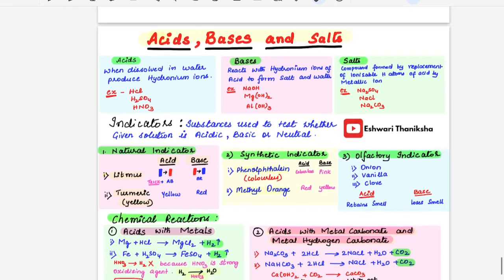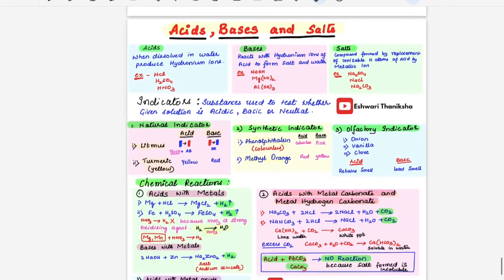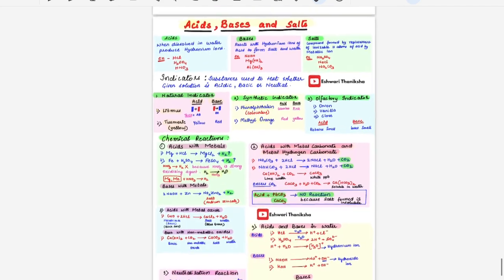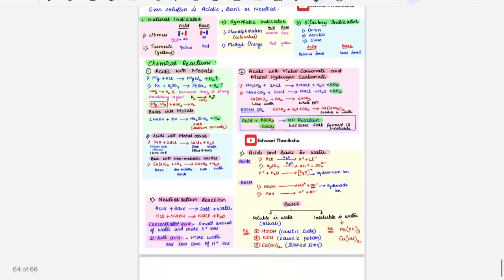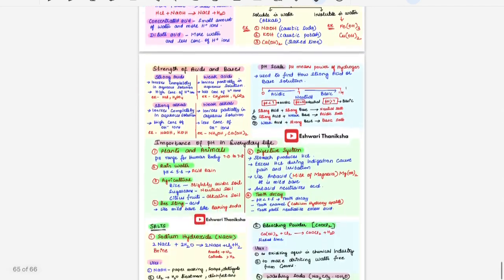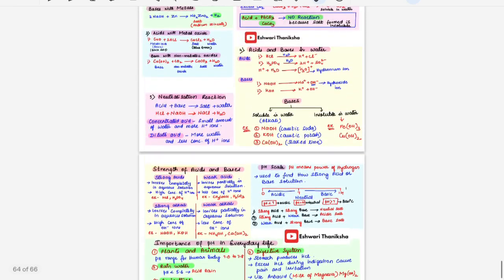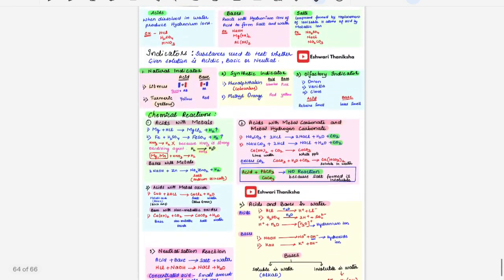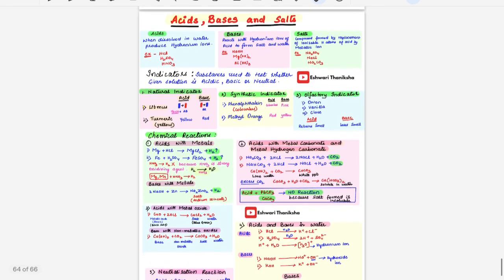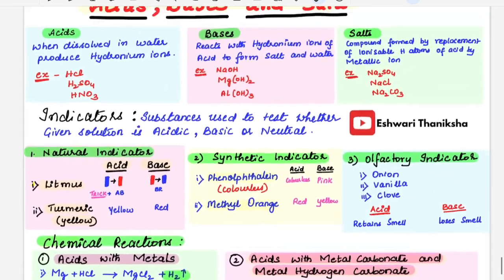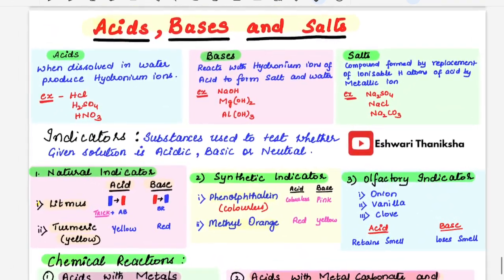Students, you can see here the entire chapter of acids, bases and salts. All the equations and all the important points I have written in 2 sheets of paper. So if you have these 2 sheets of paper, the entire chapter you can quickly revise. This will be very helpful for you during examination.